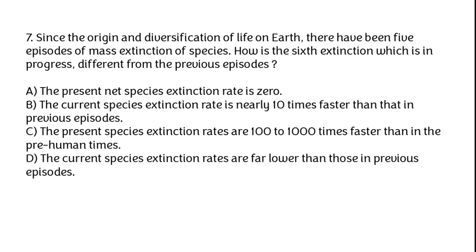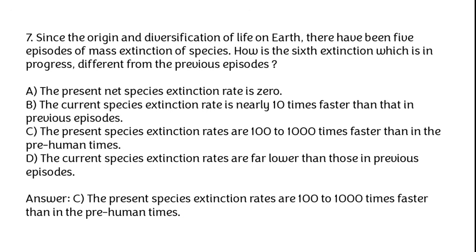Since the origin and diversification of life on Earth, there have been 5 episodes of mass extinction of species. How is the 6th extinction, which is in progress, different from the previous episodes? Correct answer is C. The present species extinction rates are 100 to 1000 times faster than in the pre-human times.